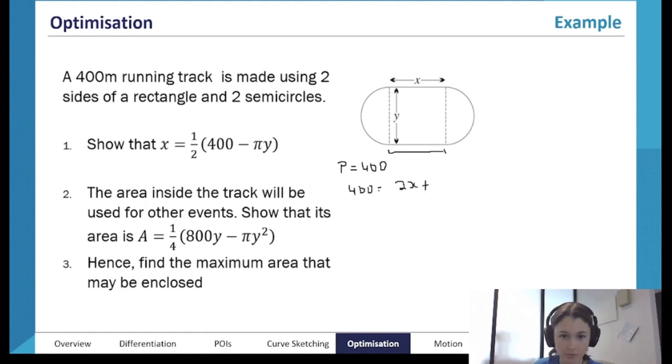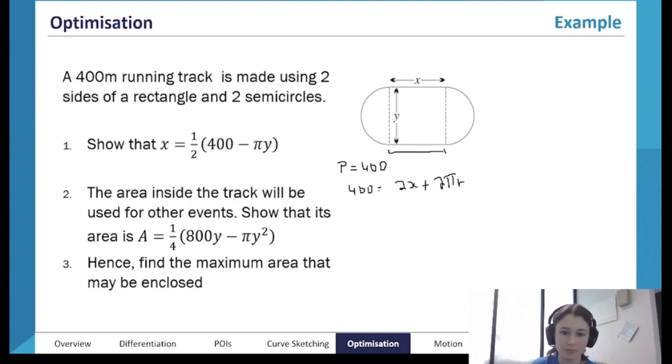And now we're also going to have to include the circumference of these two semicircles here. So remember the circumference of a circle, given in your QCE formula sheet as well, is 2 pi r. So we can just write this as 2 pi r, because even though we have two semicircles, it's technically just the circumference of one big circle, because there's two of them.